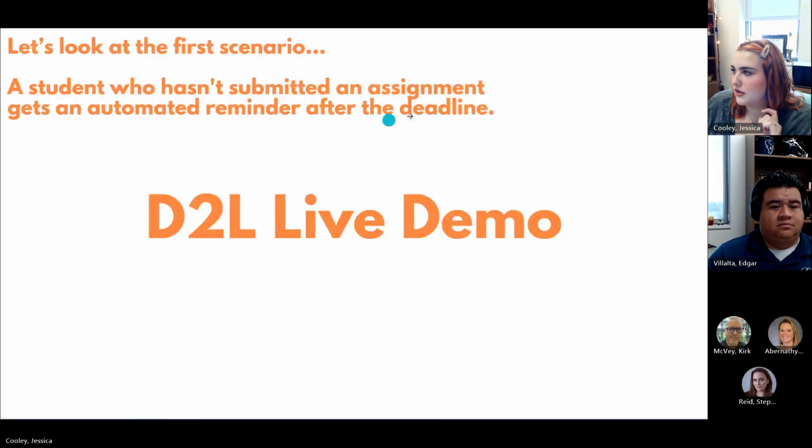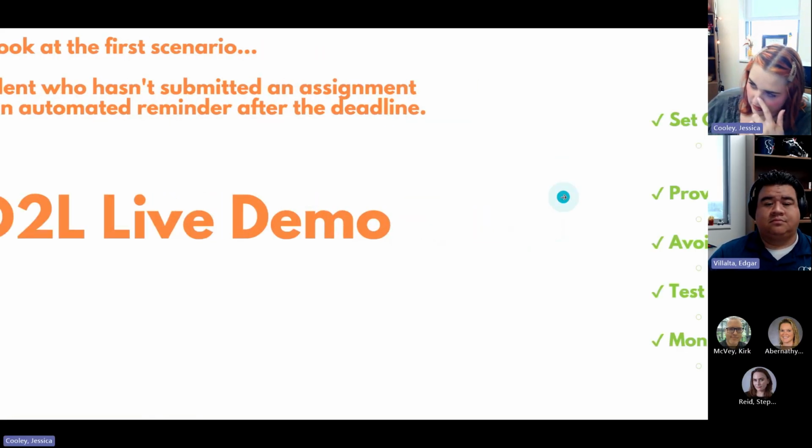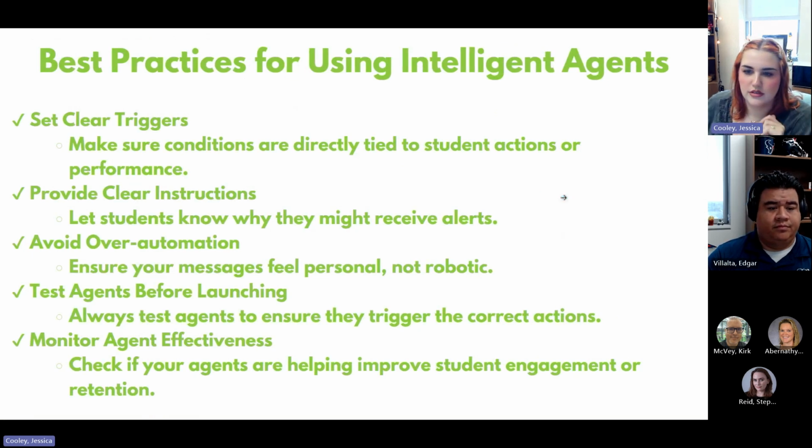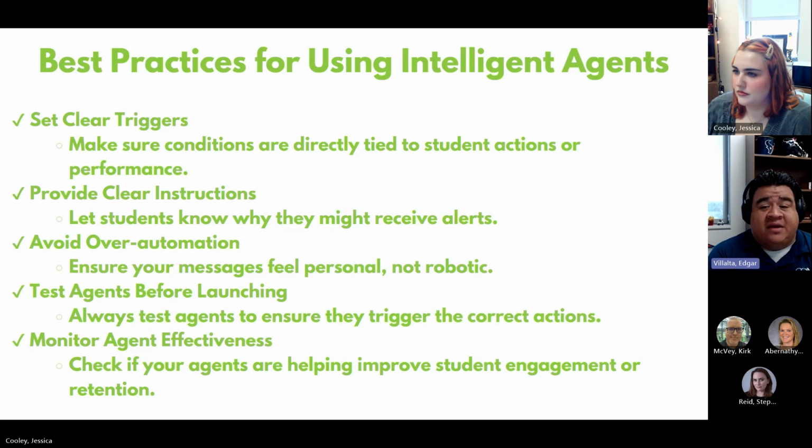I'm going to pop back over to the presentation here. We just have a couple more slides. Okay, it's following up with best practices with these intelligent agents. Like we said, set clear triggers, make sure the conditions are directly tied to student actions or performance. Provide clear instructions, let students know why they might receive alerts. Avoid over automation, ensure your messages feel personal and not robotic. We all know we get those emails we just start ignoring.